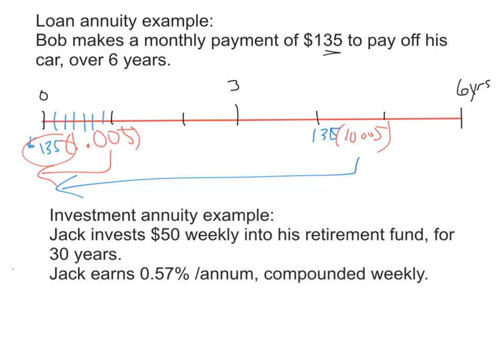Another option then is an investment annuity. So here Jack's going to invest $50 weekly into his retirement fund. He's going to do that for 30 years. So he's making, let's see, 30 times 52 payments. And so that means he would have $50 invested 30 times 52. So he's going to be making a significant number of investments.